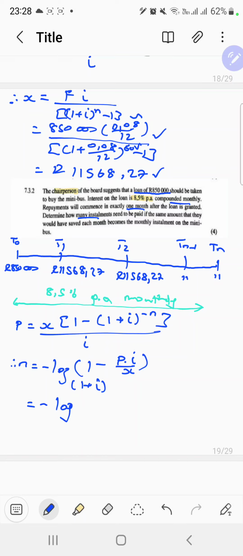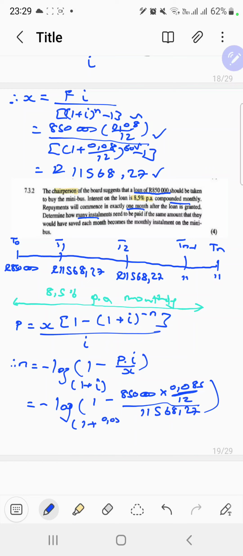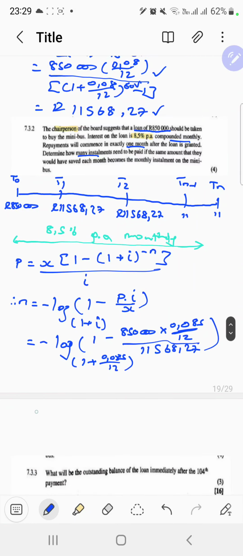log of what? Of this one. 1 minus, our value there was 850,000 multiplied by 0.085 over 12. All of that divided by our 11,568.27. Close that bracket. It's quite hectic, eh? To the base of 1 plus 0.085 over 12. Now we can sort it out. Say what is our answer there.